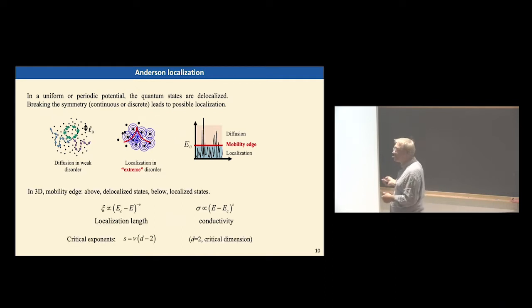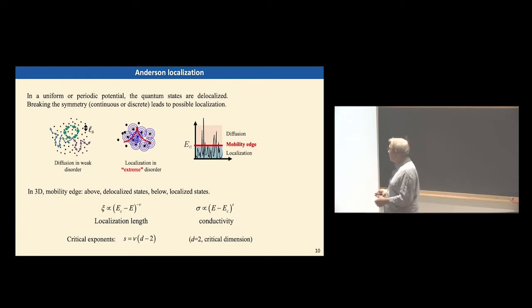Over the years, this mobility edge exists in 3D. I will come back to what happens in lower dimensions. But in 3D, you have this transition, and below it you are localized. So what happens when you go next to the localization threshold, which is the mobility edge, is that the localization length diverges with a power law.